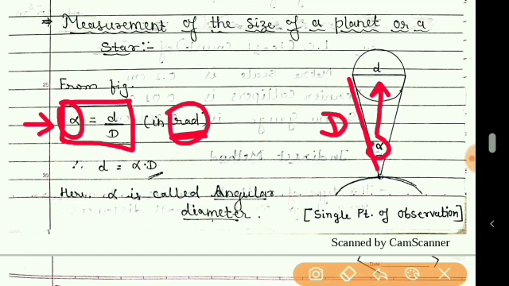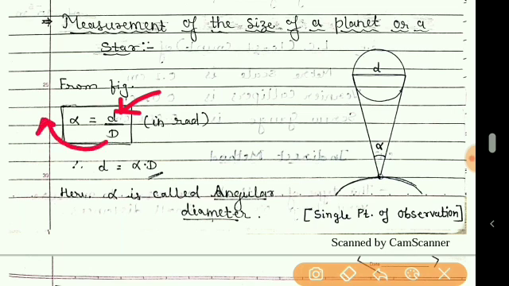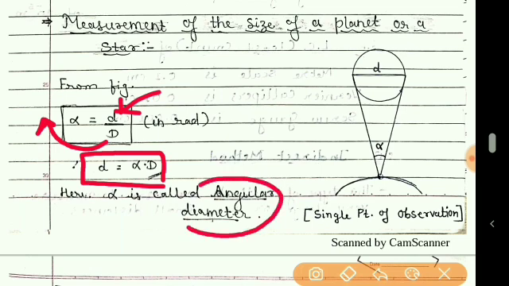Now here we want to find the diameter of the moon, so we will make small d the subject. If we make small d the subject, we have to bring this capital D here. So finally we will get small d is equal to alpha into capital D. This method is called the method of angular diameter, and this alpha is called the angular diameter.